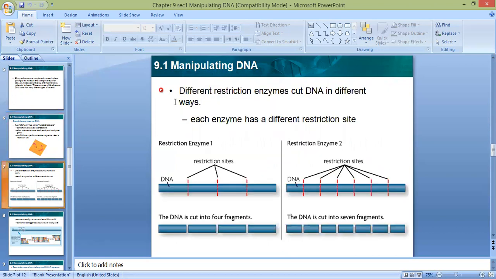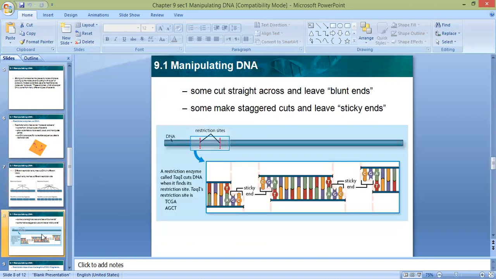As you see here, different restriction enzymes cut DNA in different ways. Each enzyme has a different location on the DNA to cut. We call it restriction sites. Some cut straight across, making blunt ends, and some make sticky ends like this one. This one will be more useful because it can bind to the other complementary nucleotides.